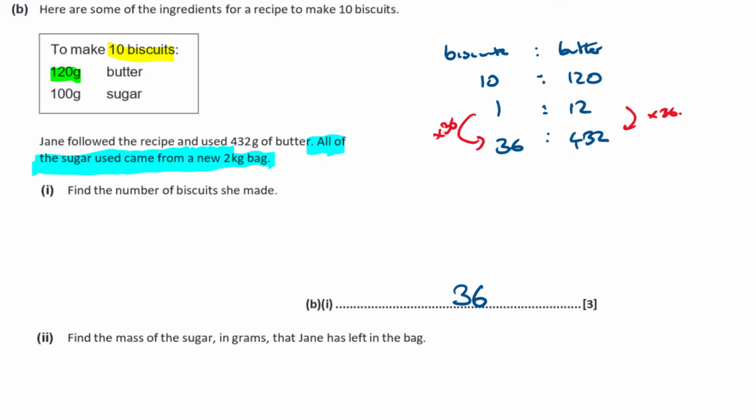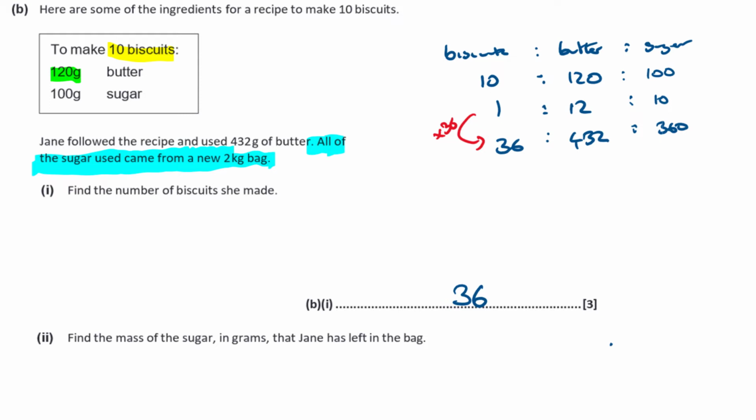So find the mass of sugar in grams that Jane has left in the bag. Okay, so if she's made 36 biscuits, I'm going to do something similar here. I'm going to add another bit to my ratio, sugar, and I know for 10 biscuits that's 100 grams of sugar. So for 1 biscuit, divided by 10, is 10 grams of sugar. So for 36 biscuits, times by 36, that's going to be 360 grams of sugar. Okay, so she requires 360 grams of sugar.